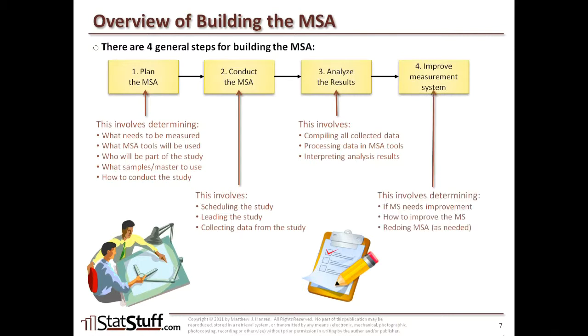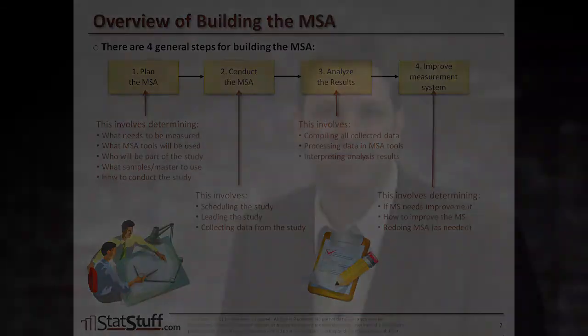And then finally, after we've done that, we want to improve the measurement system. That's going to involve determining if we need to make improvements to the measurement system itself. If it does, then we need to find out what are those improvements and changes we need to make to the measurement system. And if we're making changes to the measurement system because we didn't trust reliability before and it failed the MSA, then that means we might have to redo the MSA. And when we redo it, that's a way for us to assess whether the corrections and changes we made to the measurement system were effective enough to the point where now we can trust the results coming out of the measurement system. Now let's dive into that first step and talk in more detail about how to plan the MSA.